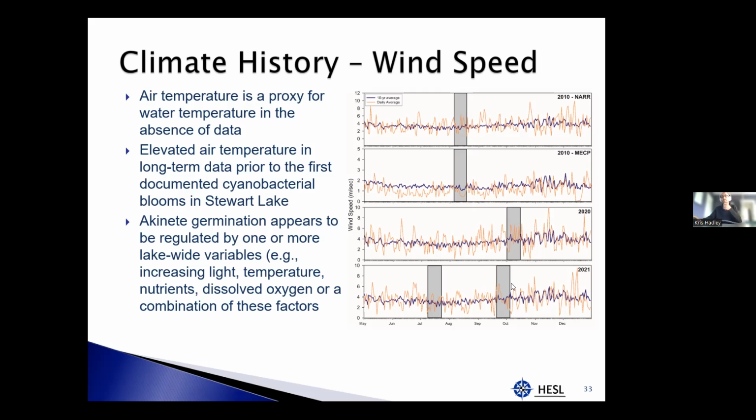There's some indication in 2021 that there's low wind speed prior to the blooms, but the data just is not as good.